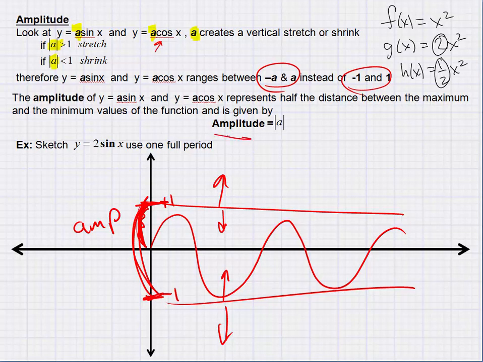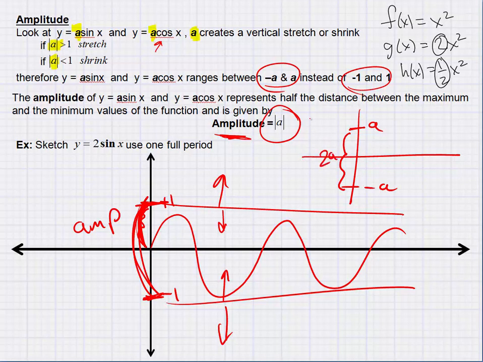So what we do is to find the amplitude, we look at the absolute value of a, because we don't want to look at the fact that if a is negative, that might flip the graph over, which we'll talk about in a second. So the amplitude should always be the absolute value of a, because if my graph is between positive a and negative a, then half of this distance, which is 2a, would just be a itself. That would be this distance here, would be a, and this distance here would be a.